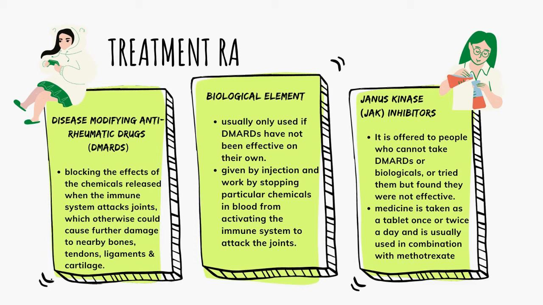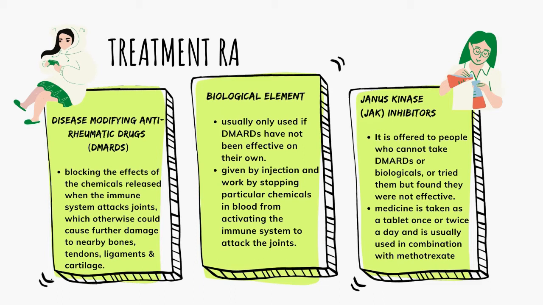There are several treatments for rheumatoid arthritis, such as disease-modifying anti-rheumatic drugs, DMARDs, which work by blocking the effects of the chemicals released when the immune system attacks joints, which otherwise could cause further damage to nearby bones, tendons, ligaments, and cartilage. Next is biological treatments. It's usually only used if the DMARDs have not been effective on their own. The biological treatments are given by injection and work by stopping particular chemicals in blood from activating the immune system to attack the joints.